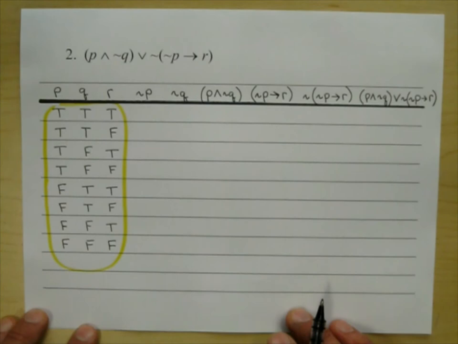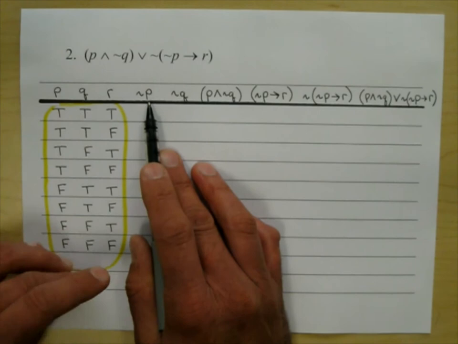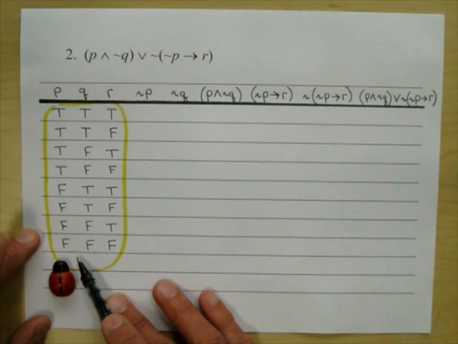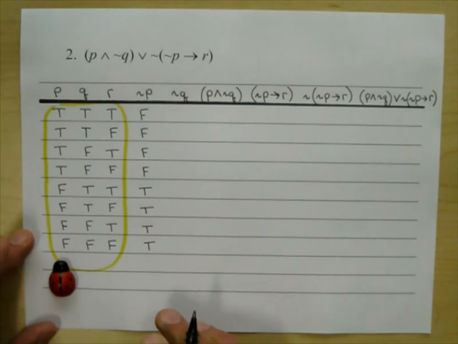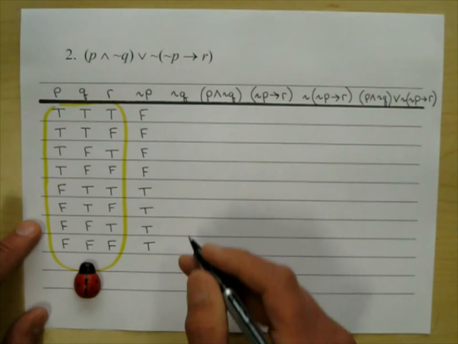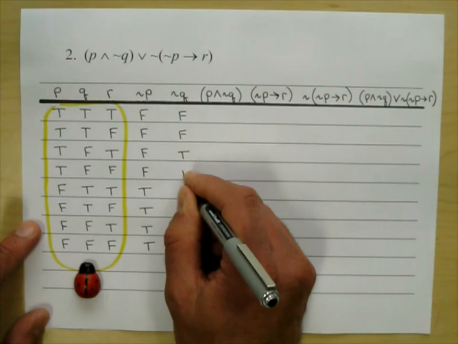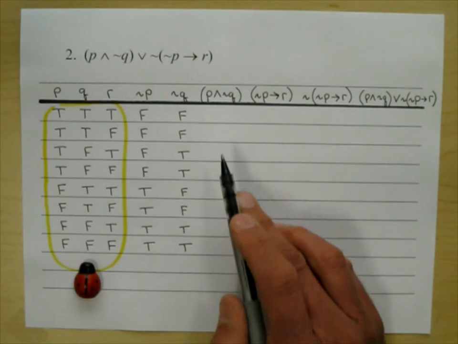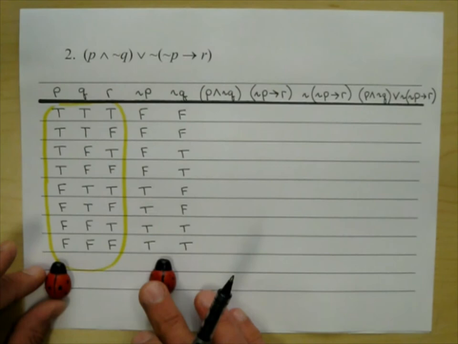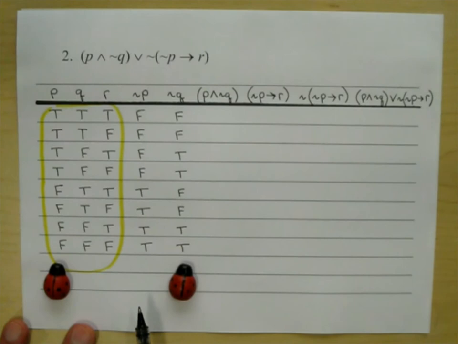Okay. Not P. Let's get the bug out. Not P. P is four trues, four falses. So not P is four falses and four trues. Not Q. Well, Q is true, true, false, false, true, true, false, false. So not Q is going to start off with false, false, true, true, etc. Okay, so we have that done, and now what I want to do is AND the P column with the NOT Q column. I'm ANDing those two columns together. So let's see if we can do that.